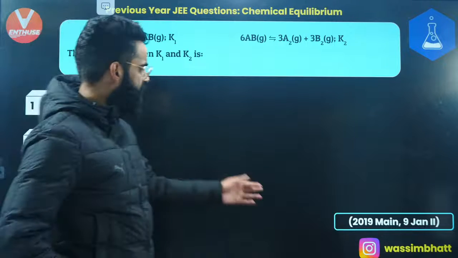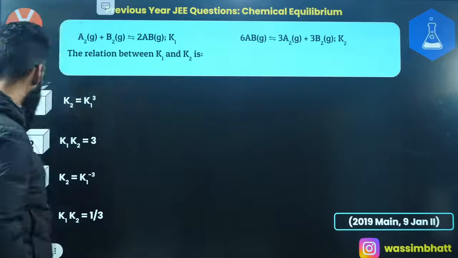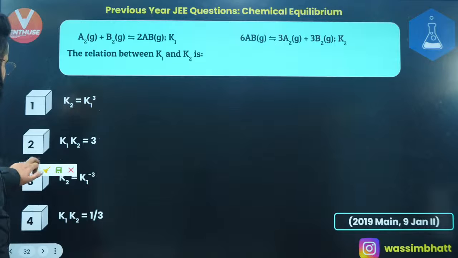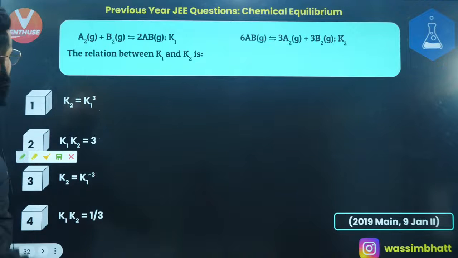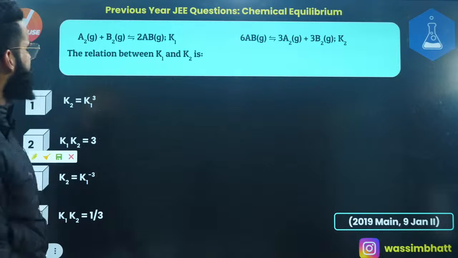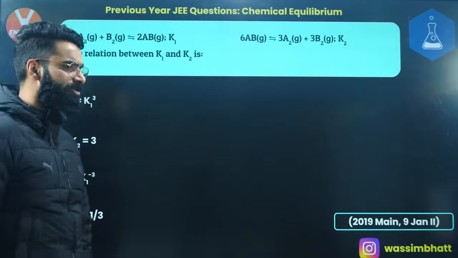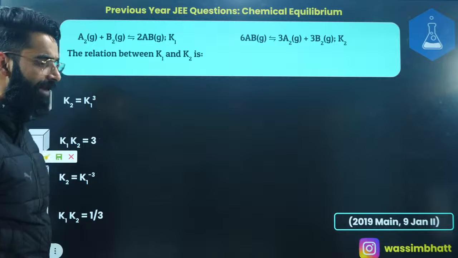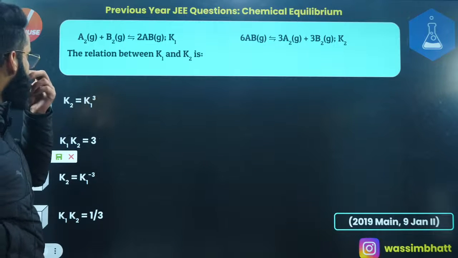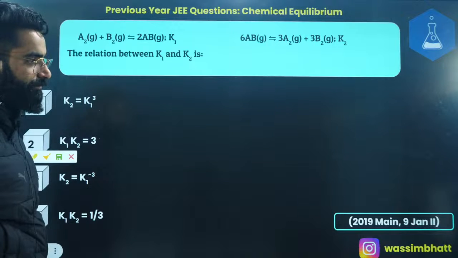Okay, see what kind of question. This question was asked in your 2019 JEE Mains, 9th January, second shift. This question you must solve on your own, right? Again, the similar pattern of question: A2 plus B2 in equilibrium with 2 times AB. Its equilibrium constant is K1. Now we have got one more reaction whose equilibrium constant is given, the relation between K1 and K2. Can you do this question on your own? Can you let me know its answer in the chats fast?